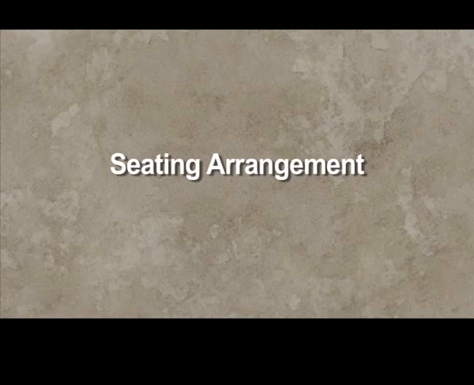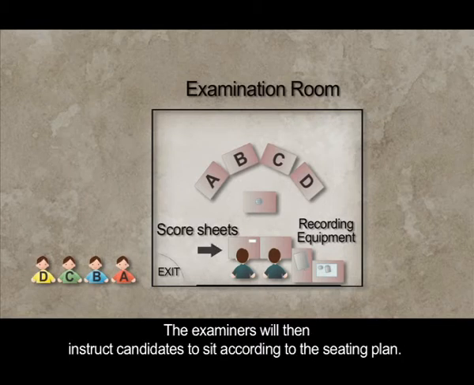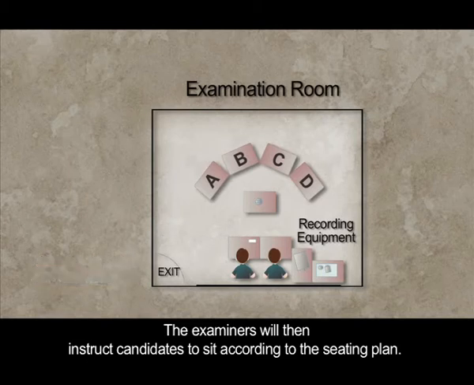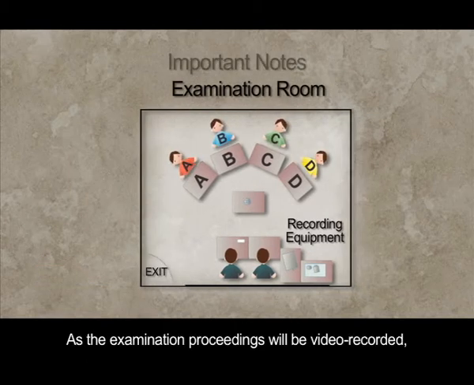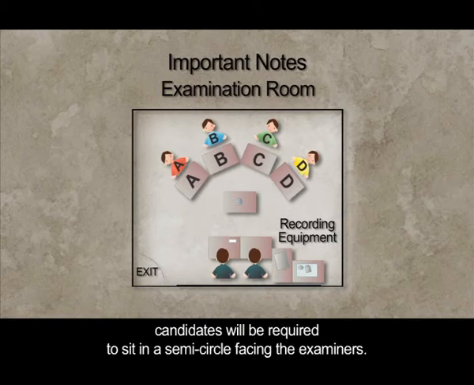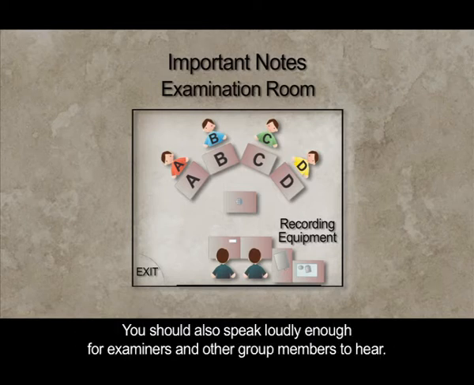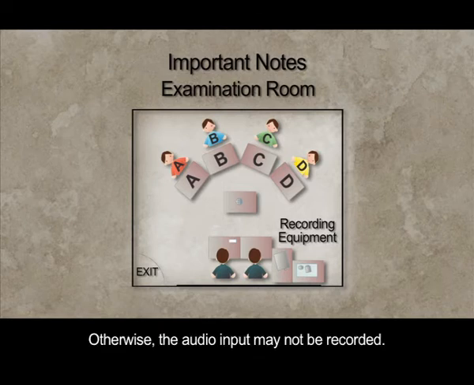Seating arrangement. When you enter the examination room, you should hand in your score sheets to each examiner. The examiners will then instruct candidates to sit according to the seating plan. As the examination proceedings will be video recorded, candidates will be required to sit in a semicircle facing the examiners. Do not move the chair from the designated positions. You should also speak loudly enough for examiners and other group members to hear. Otherwise, the audio input may not be recorded.